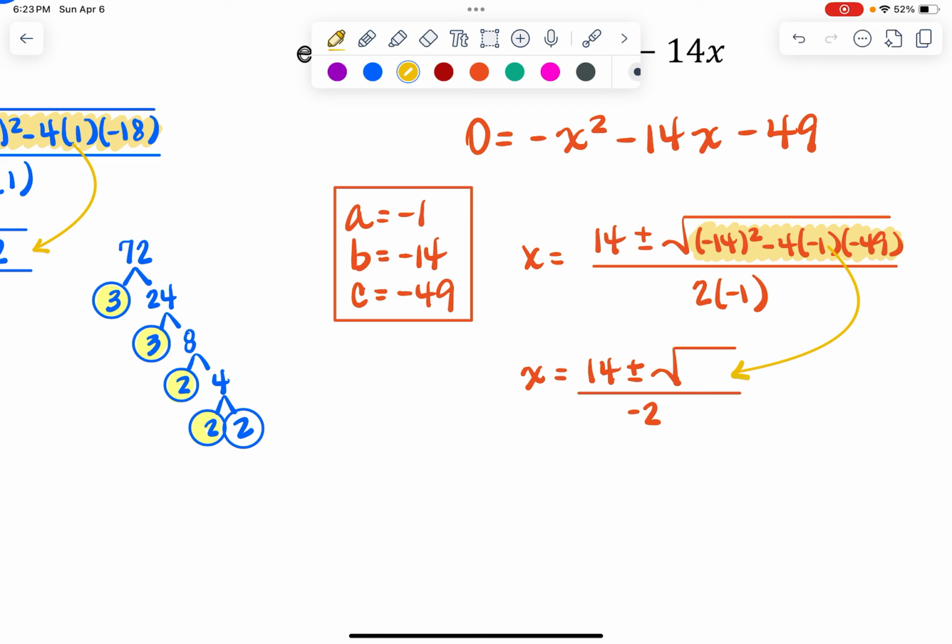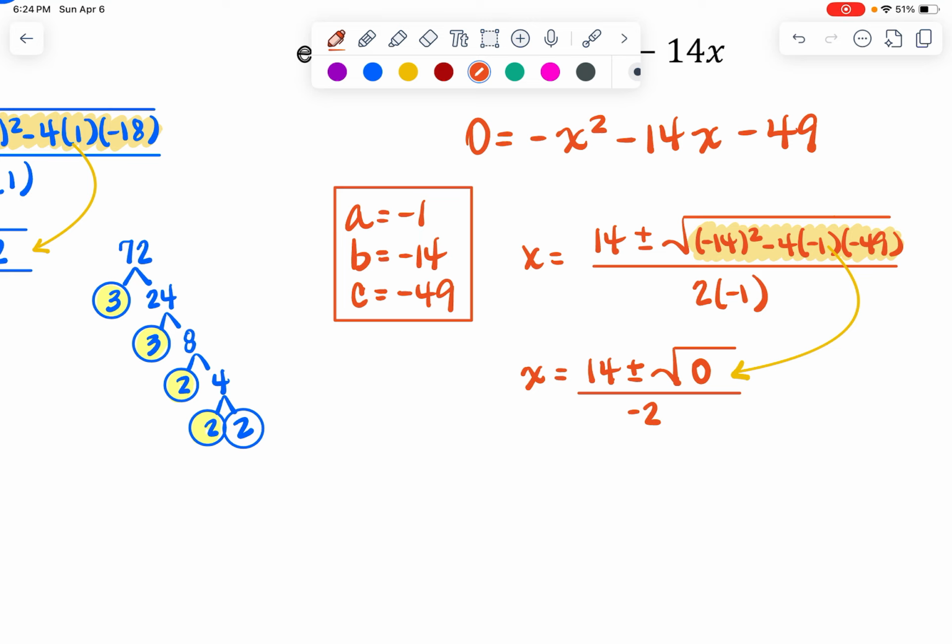There we go. Don't forget your parentheses. Here we go. Parentheses, -14 squared minus 4, parentheses, -1, parentheses, -49. Ooh, I'm getting 0. All right, I'm getting 0.